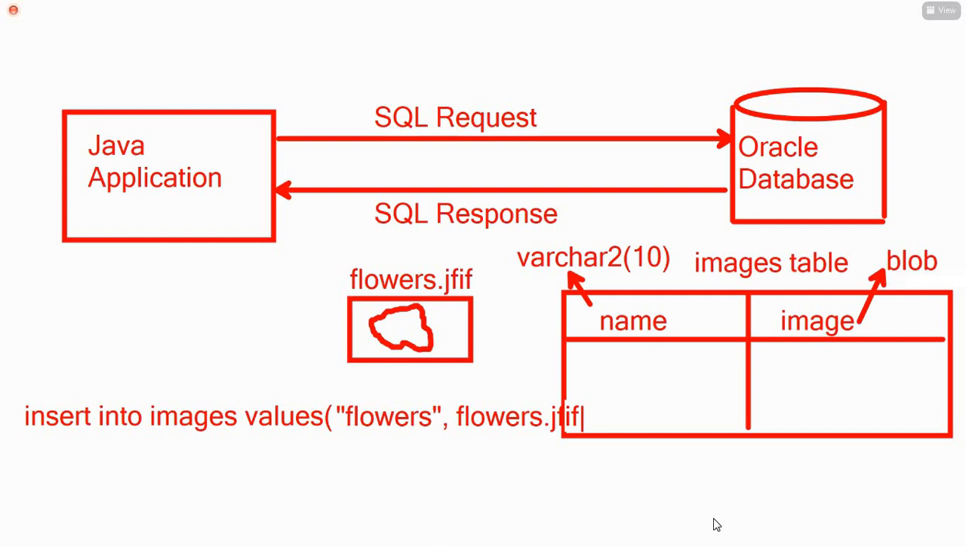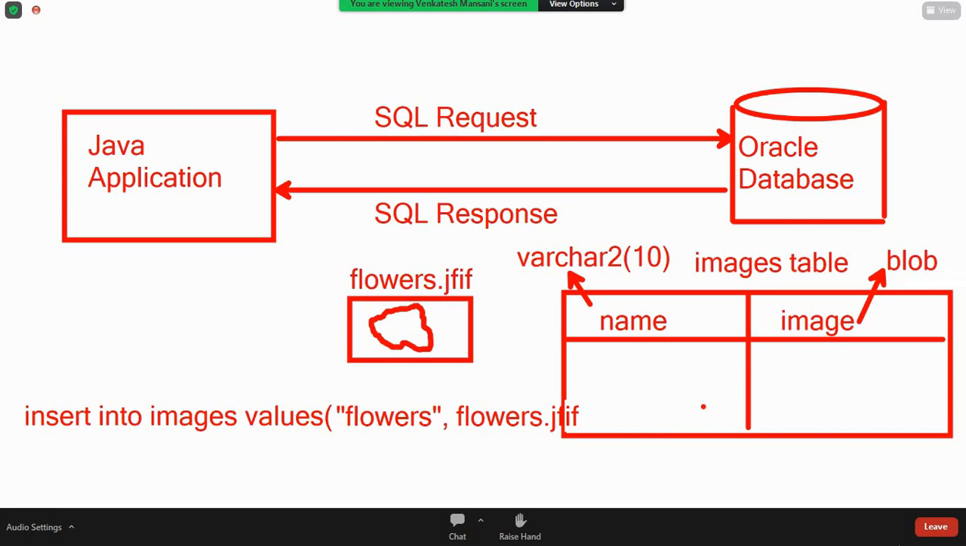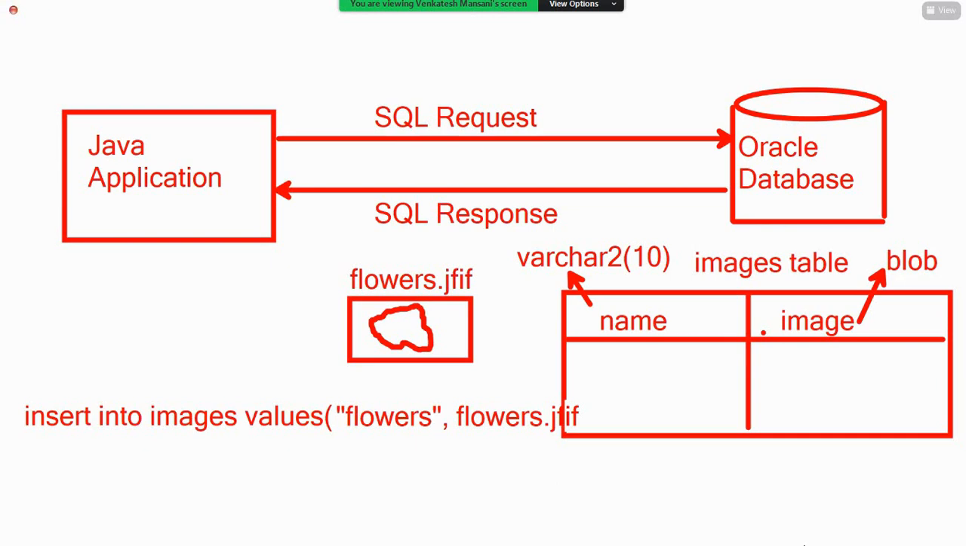If you write like this, what will be stored? Is the file content going to be stored or the file name? File name stored. Then why BLOB? Varchar 2 is enough, no? BLOB is not required if you want to store the file name. Got your point? If you write the insert query like this, the image is not stored, only the file name is stored. We have to store the image, not the file name.